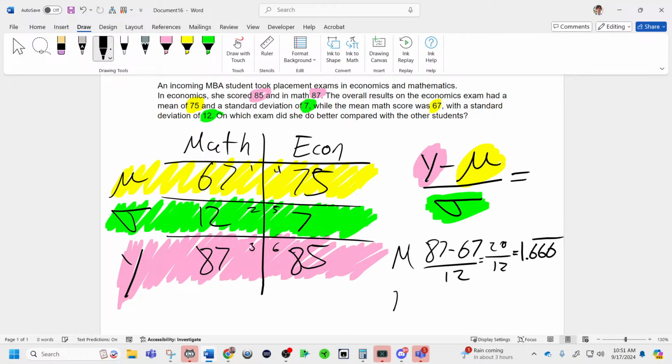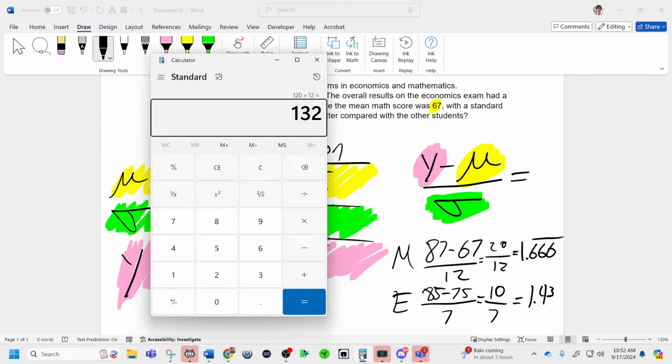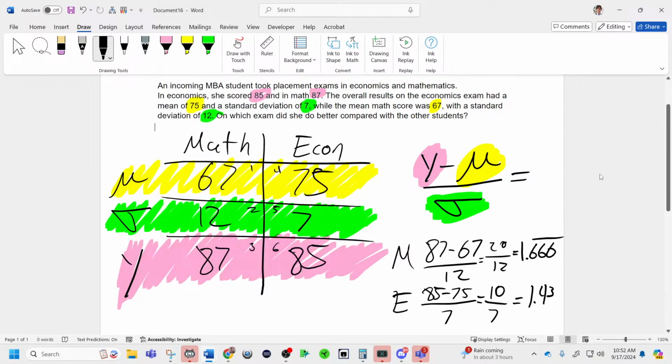That's math. Econ is going to be observation of 85 minus mean of 75, which is 10 over 7. Sevens are weird. I think it's going to be 1.43. We're going to check this one, though, because I don't know my sevens as well. So 10 divided by 7 is 1.43. Apparently, I do know them. And so there we go. Right there are the numbers.